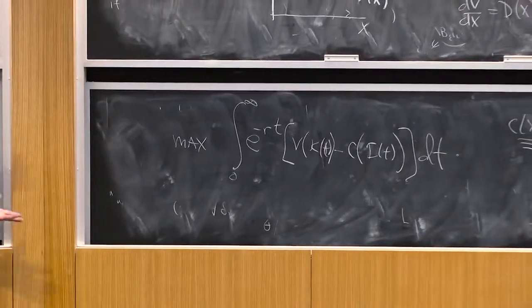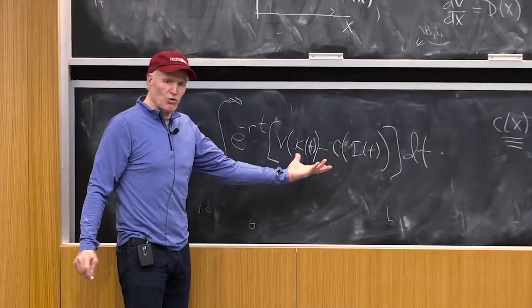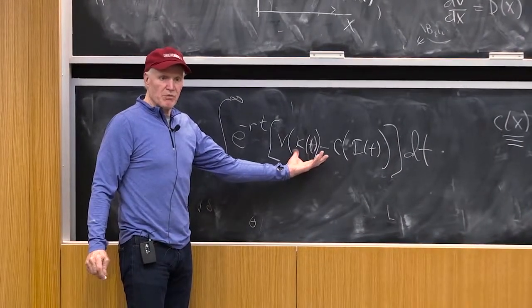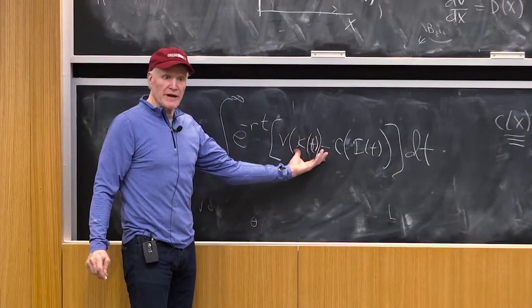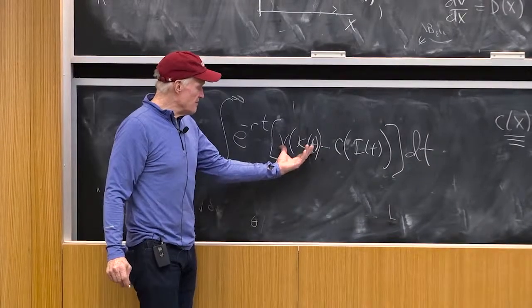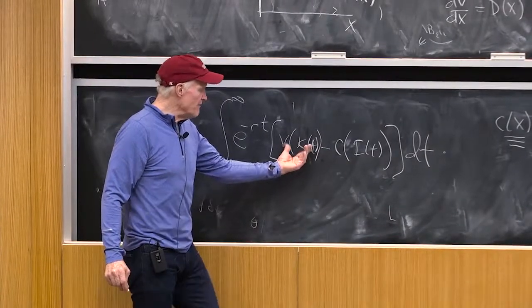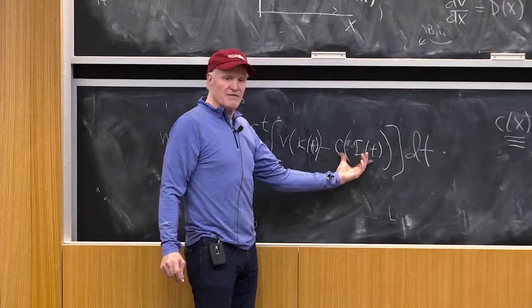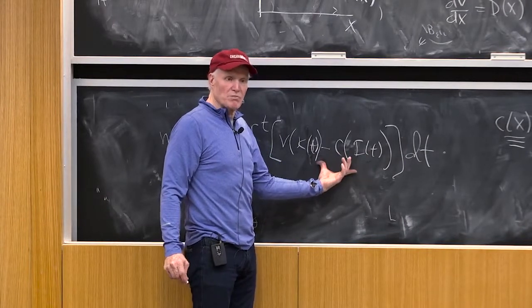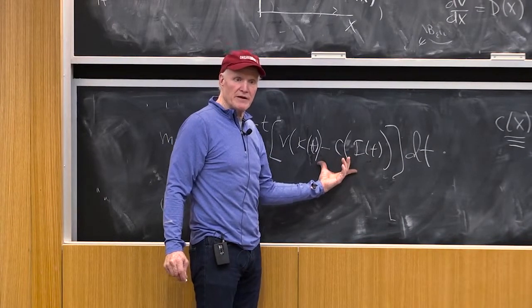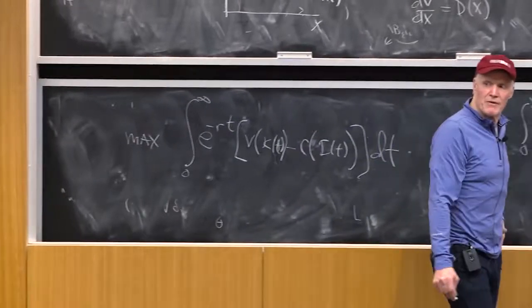I'm maximizing what some people call total surplus. This is the present value of the surplus created, where this is the value of the capital stock I have minus the cost of investment every period. So this is the surplus generated in period t. Okay? People understand how that works?